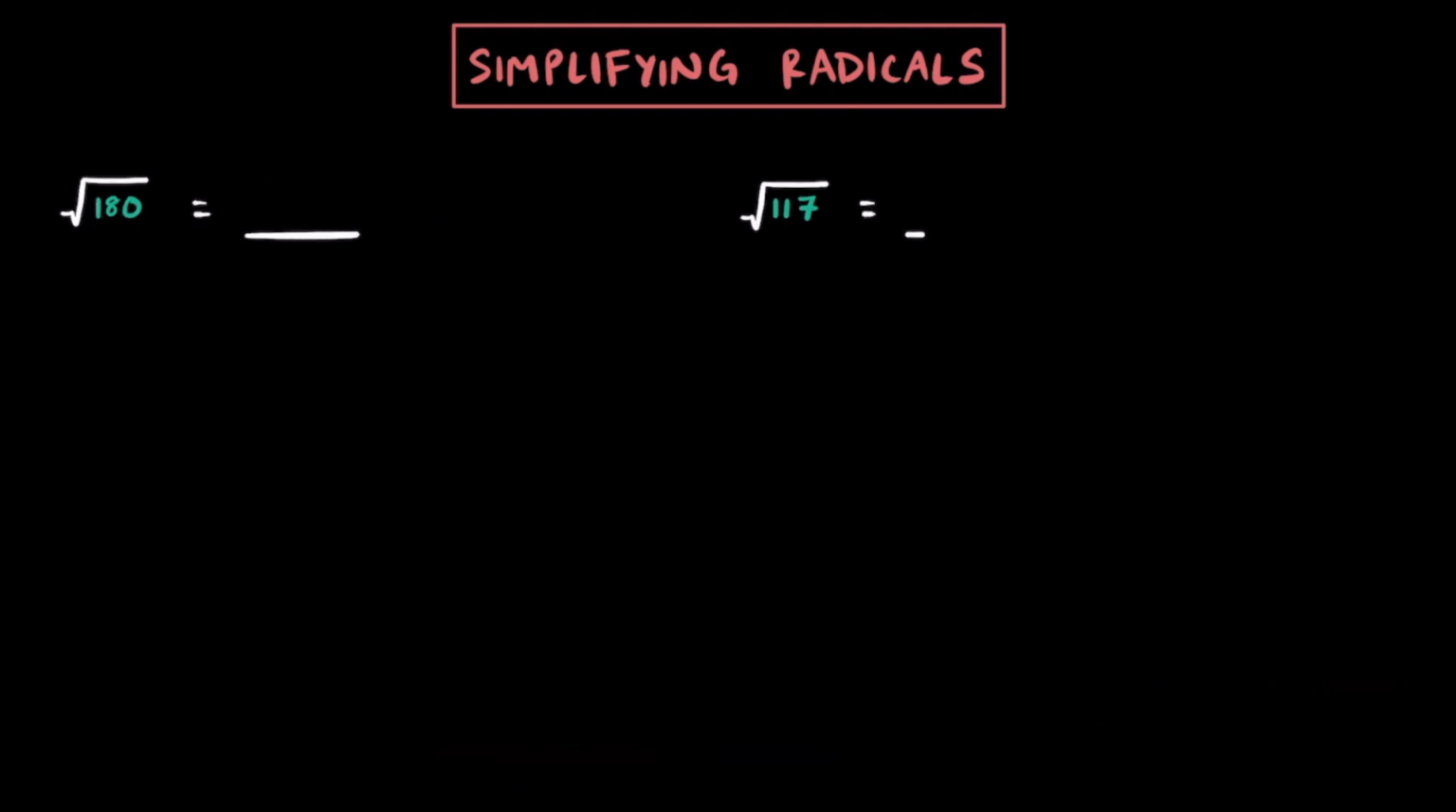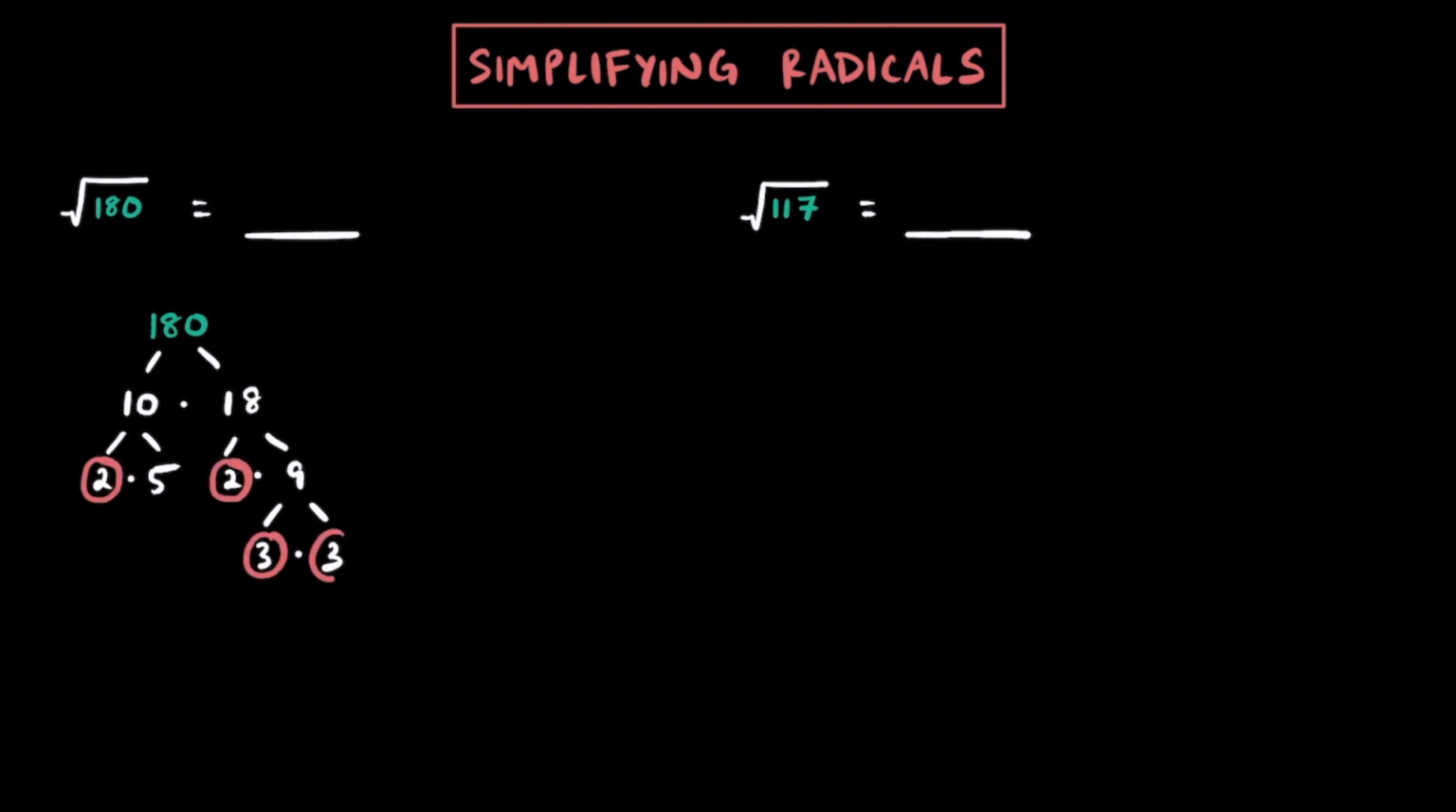Let's try simplifying the square root of 180. Creating a prime factorization tree, we know that 180 is equal to 2 times 5 times 2 times 3 times 3. The 2's will pair together to make 4, and the 3's will pair together to make 9, and 4 times 9 is 36, and the 5 is left over.